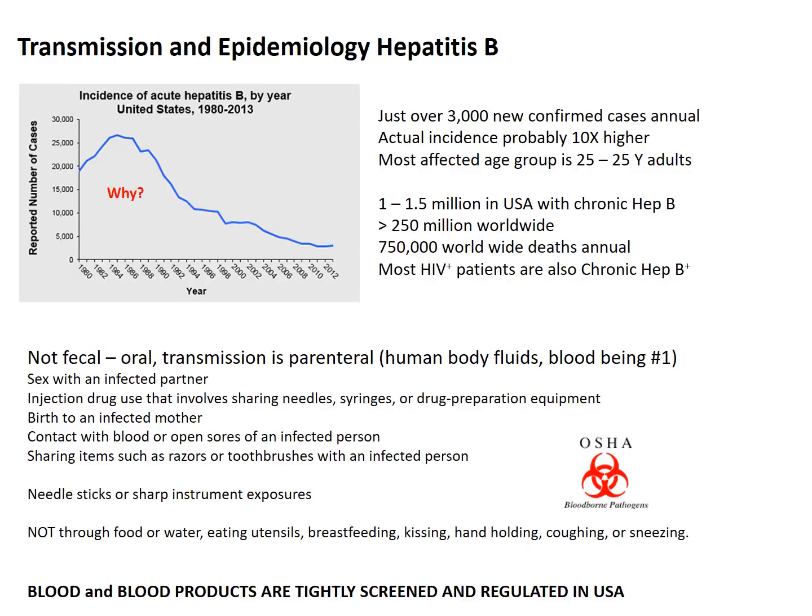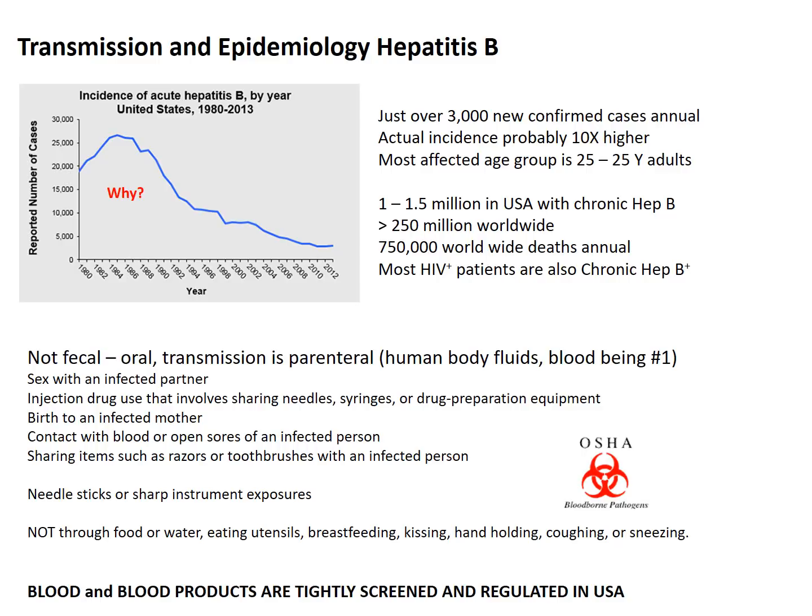But still, the CDC says that we've got about 3,000 new confirmed cases per year. The most affected age group is 25 and older adults. We've got about 1.5 million people walking around the USA with chronic Hep B, a little over 250 million worldwide. Annually, you can see that there are very significant numbers of deaths which occur worldwide due to Hep B. Many individuals who are HIV positive are also chronic hepatitis B positive as well.